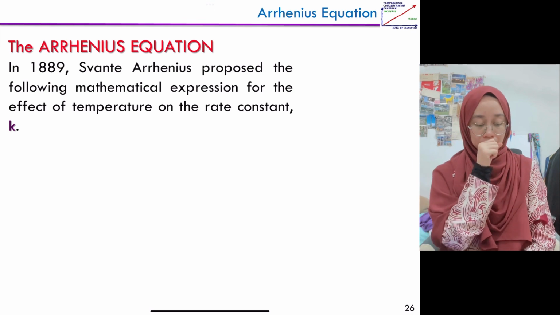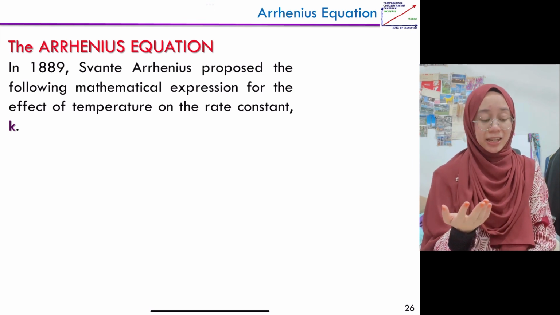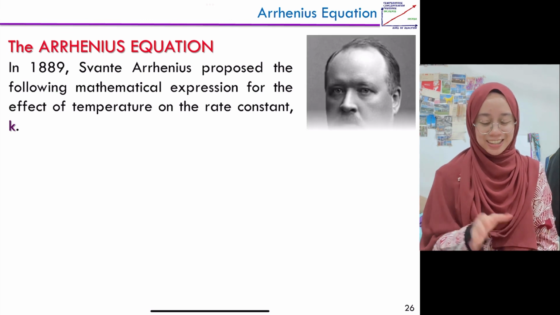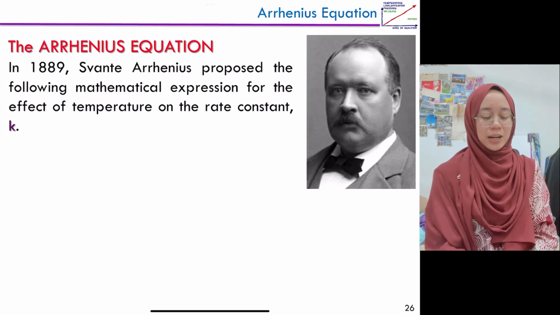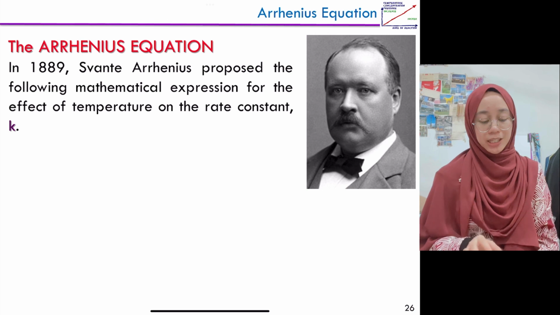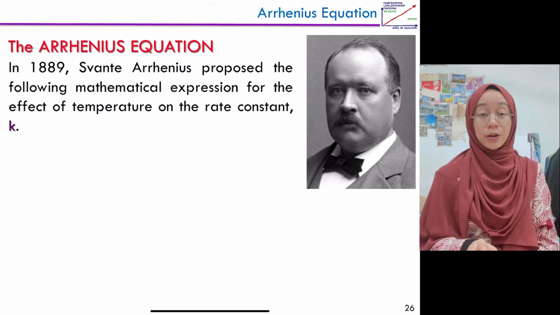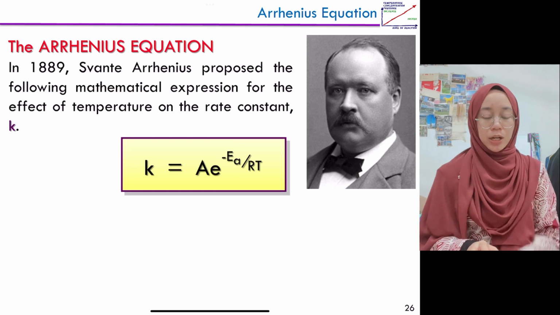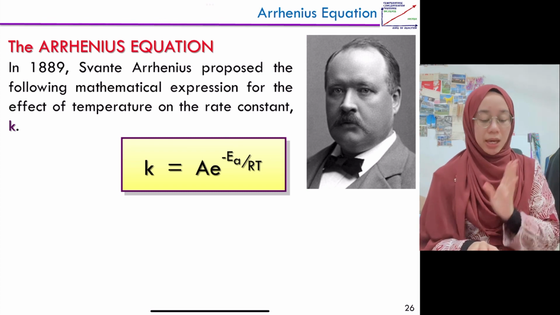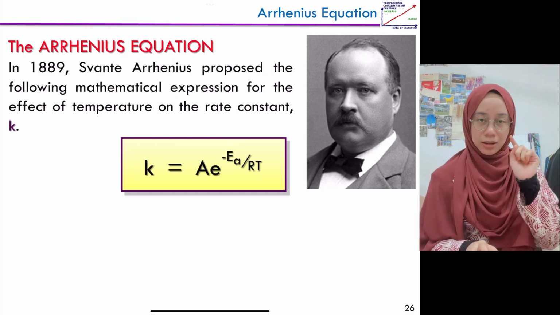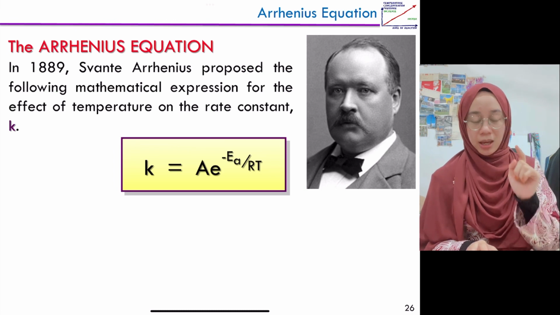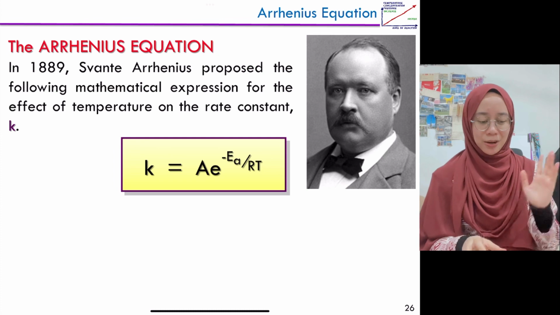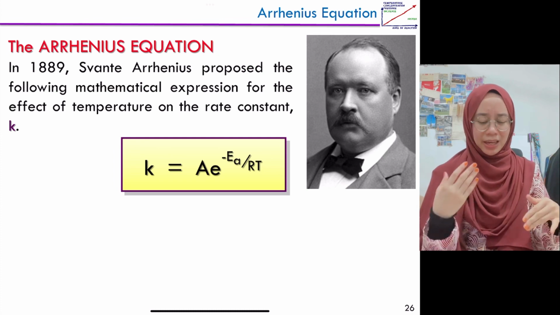Okay, so in 1889, Svante Arrhenius, I think. Okay, this is the guy. This scientist proposed the following mathematical expression for the effect of temperature on the rate constant. Okay, so K equals A exponent to the power of negative EA over RT. That's how you say it, right? Okay, so what is K, what is A, what is E, what is EA, what is RT?